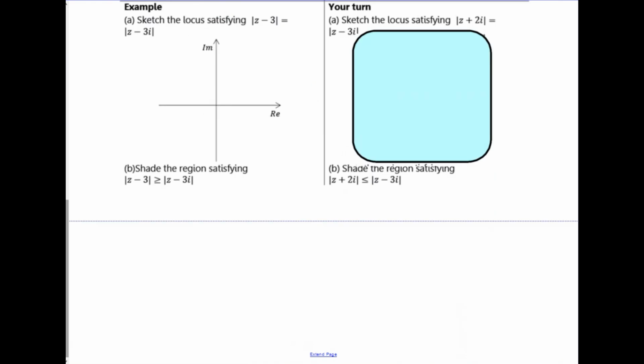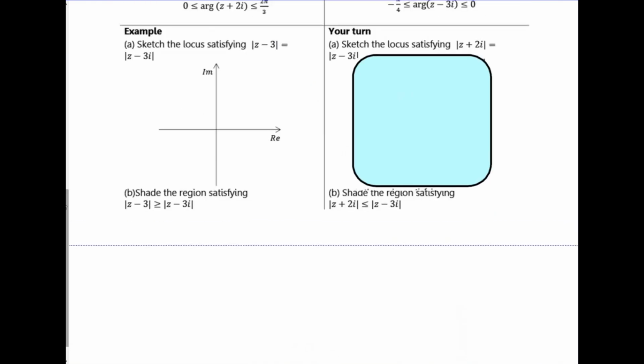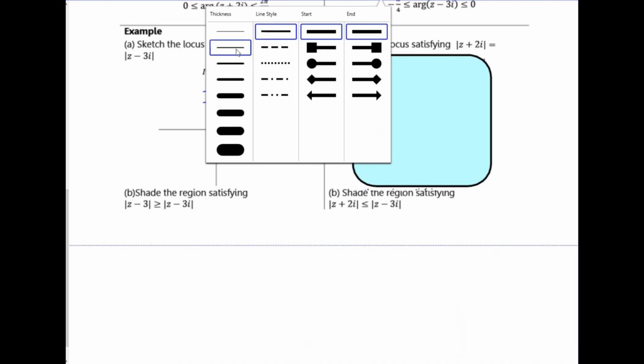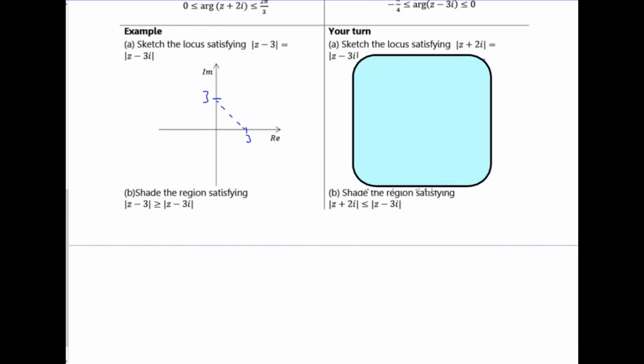Finally, for this one, this is a perpendicular bisector. It's modulus on either side of the equation. And this is in the form that I want it to be. And so this is the perpendicular bisector between the point 3 on the real axis and the point 3i on the imaginary axis. So I can join those up with a dotted line. But the perpendicular bisector here will go through the middle of that because it's symmetrical, so it's 3 and 3. It will go through the origin. It's got a gradient 1.